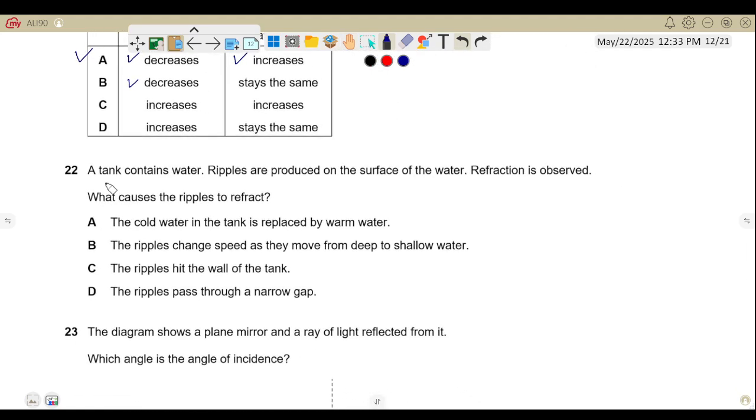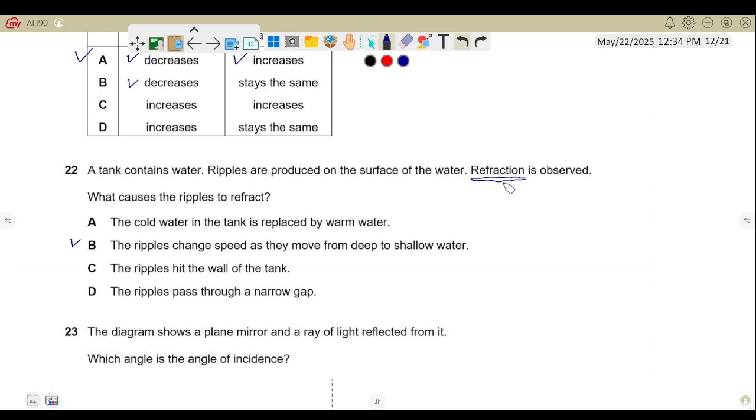The 22nd question. A tank contains water. Ripples are bounced on the surface of the water. Refraction is observed. What causes the ripples to refract? Is it that the cold water in the tank is replaced by warm water, or that the ripples change speed as they move from deep to shallow water, or the ripples hit the wall of the tank, or the ripples pass through a narrow gap? The answer for this is actually B here.